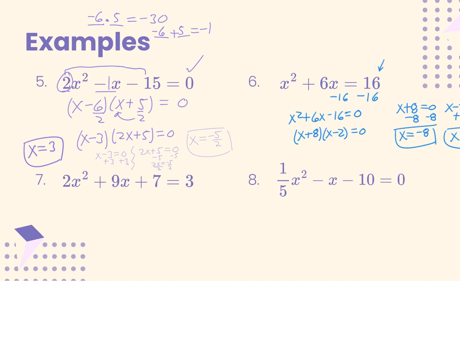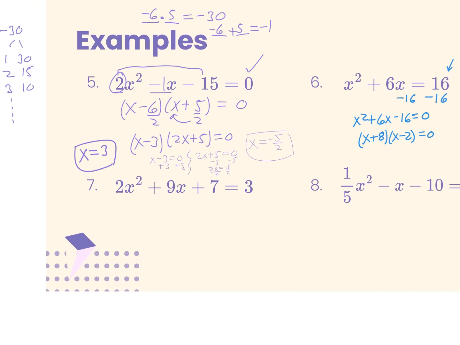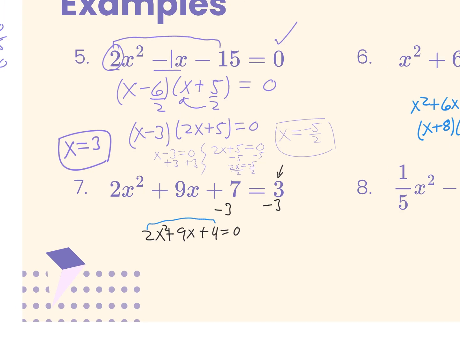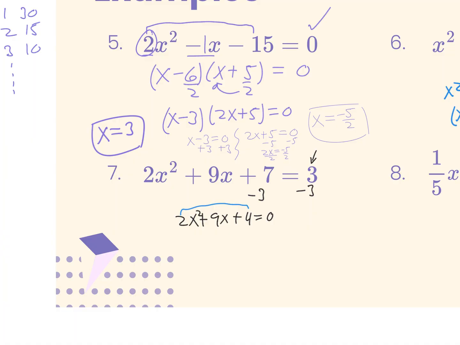All right. Same exact thing with this one. First thing I want to check is if it's set equal to 0. This one is not. I have a 3 on this side, so I just want to move it. I'm going to move the 3, so subtract 3. And then I get 2x squared plus 9x plus 4 equals 0. And then again, you're going to do first times the last, so 2 times 4. And then you're looking for factors of 8 that add to 9. It's going to be 8 and 1. So I'm going to do x plus 8, x plus 1.